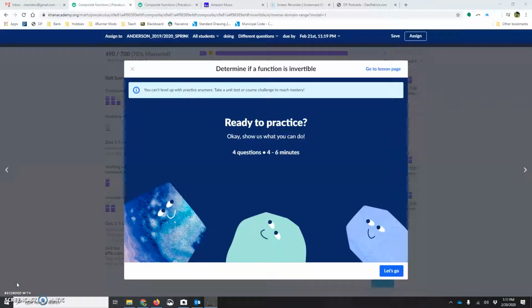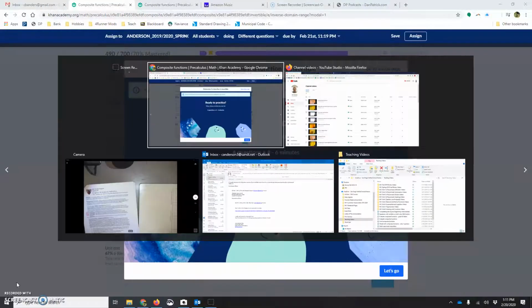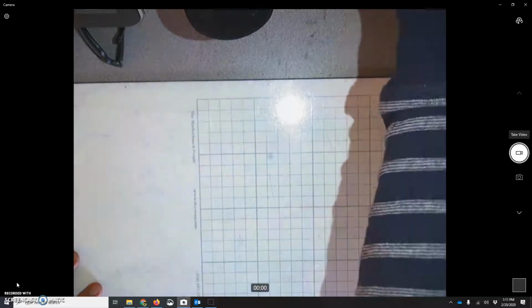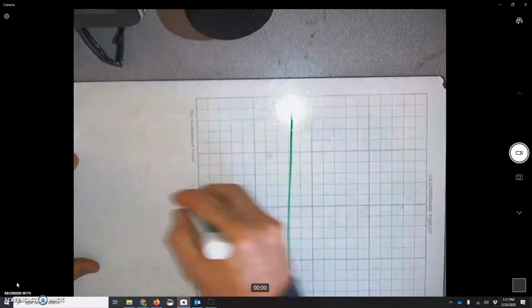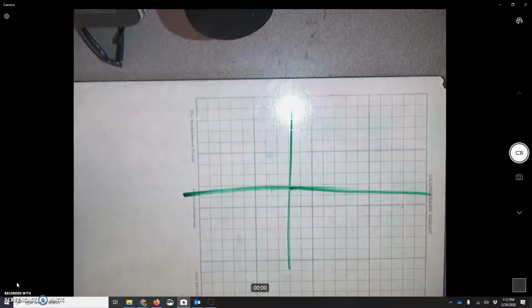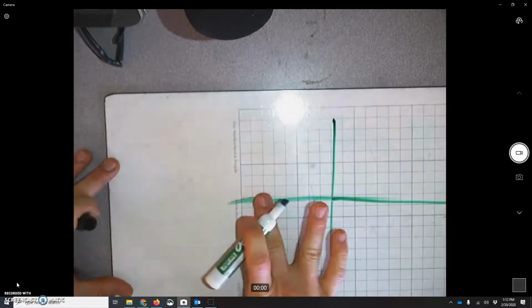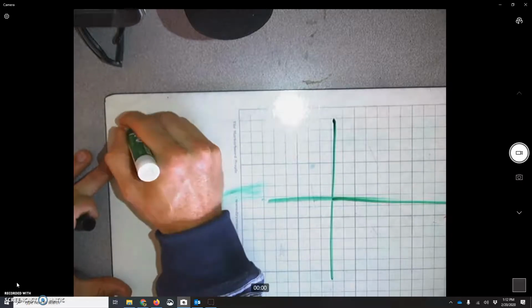Determine if a function is invertible, or if you can invert it, or if there's an inverse function for it. I'm going to talk a little about what an inverse function really is. I'm going to do both the graph version, what it looks like, and then just the straight up equation. I'm going to first do the equation version.